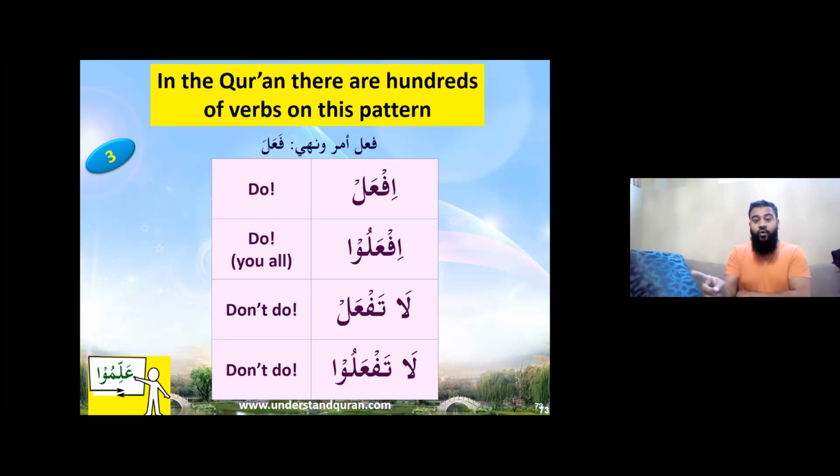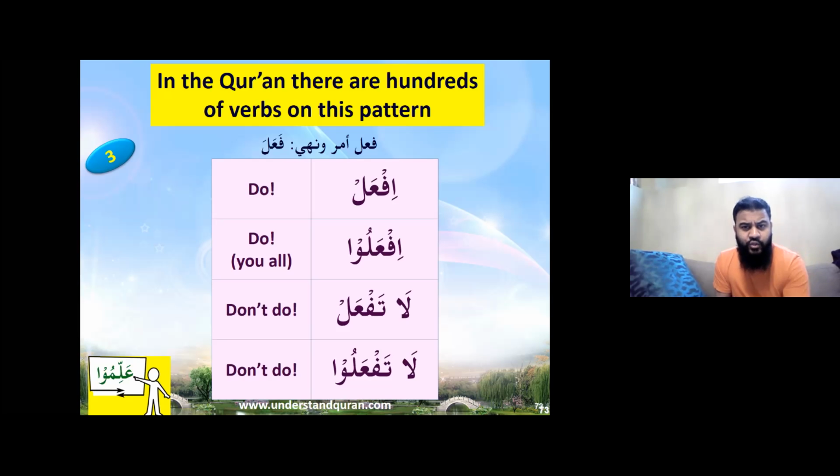So in true to form, if we're doing nahi, again, singular one finger, plural four fingers, start at the right side and just go across. So when we would say don't do, we're saying la taf'al. Remember, la means no. So la taf'al, don't do. And la taf'alu, don't do, all of you. I will ask for help on this one.